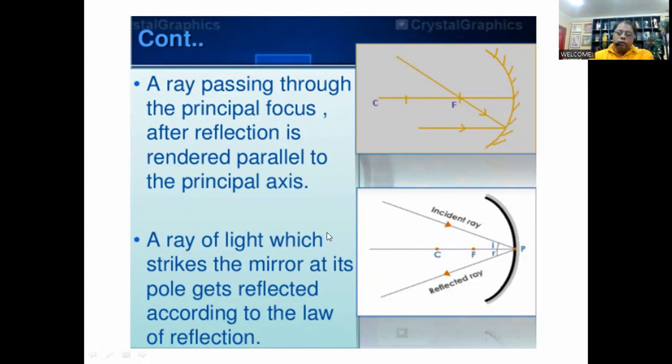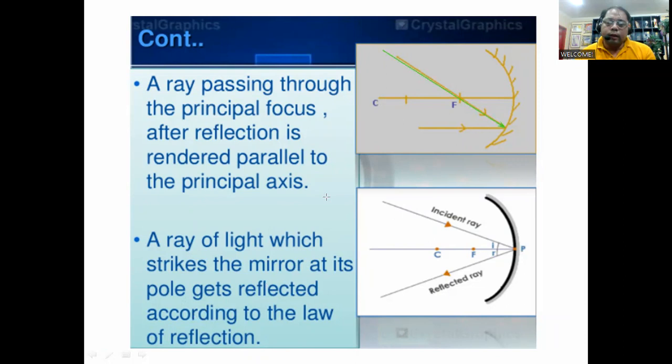So assuming at some point there's a light here that simply passes the focus and strikes the mirror. You'll notice that that light will eventually reflect, but the question is, in what direction will it move?